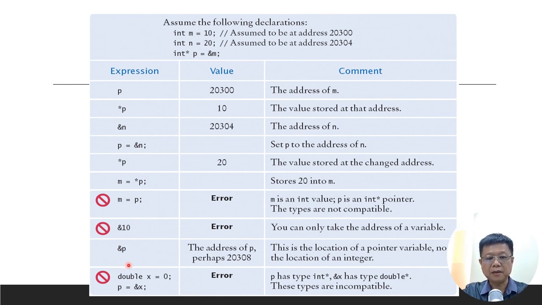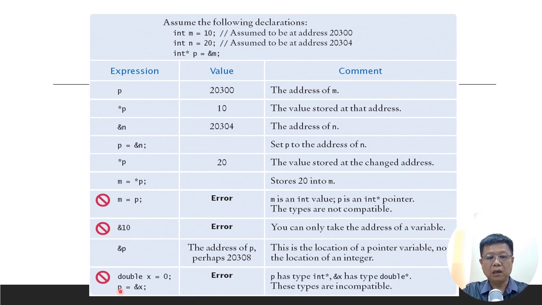&p means address of the pointer. So when you type this and cout, basically it will show the address of the pointer. But it is not showing over here what is the address of the pointer. That's the reason why it puts the address of pointer p perhaps is 20308. Just an assumption.